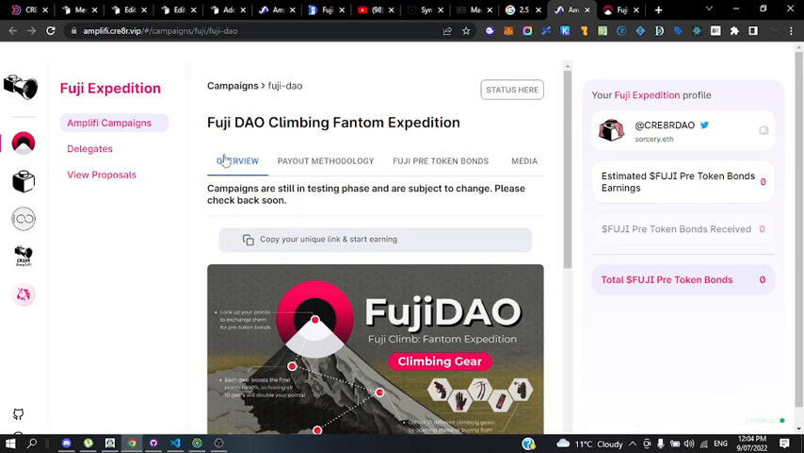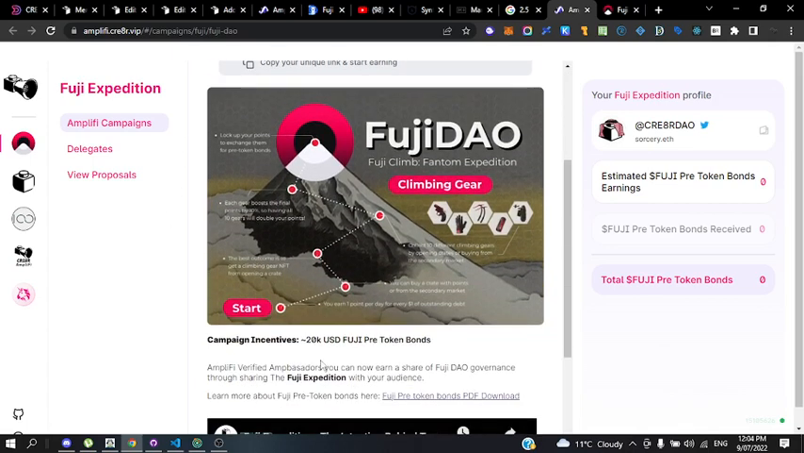And this is how CRE8R will scale our existing content marketing campaigns well beyond the capacity that we've had so far. AmpliFi will have its own token. And actually, for this Fuji campaign, we'll be providing an extra 20K, an estimated 20K value worth of AmpliFi tokens, which will also be earnable.